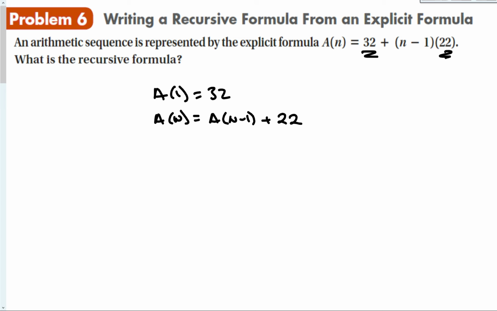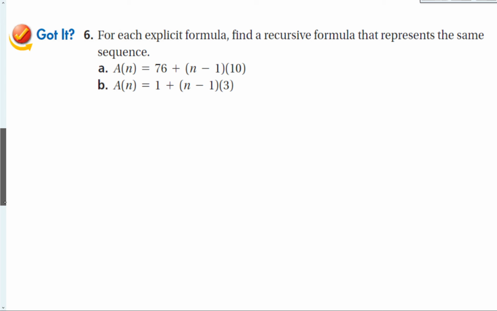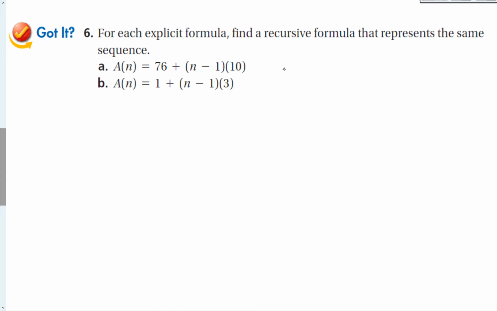So explicit formula lets me find any term. Recursive formula is going to use, this is not a variable, right? Like this is a variable, the number of the term. This is a specific term in the sequence. Okay. Big difference.